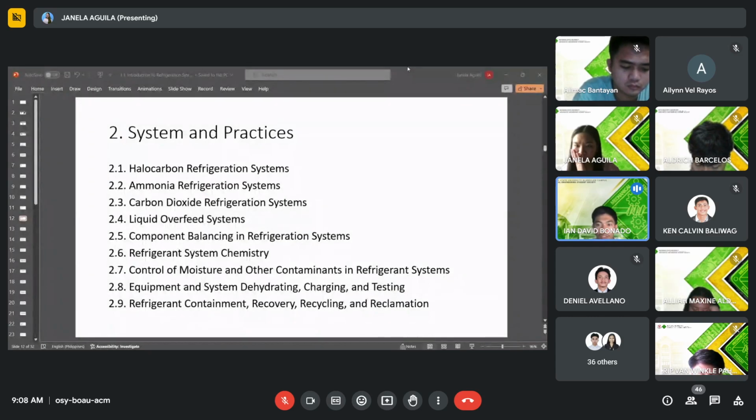The last is refrigerant containment, recovery, recycling, and reclamation. Refrigerant containment, recovery, and reclamation are essential processes in the management of refrigerants to minimize environmental impact, ensure compliance with regulations, and promote sustainability. Next up.